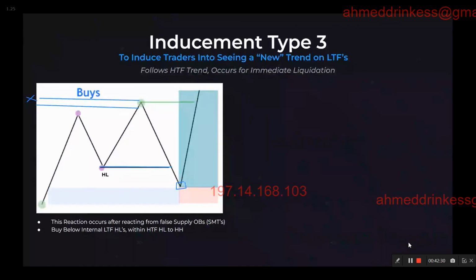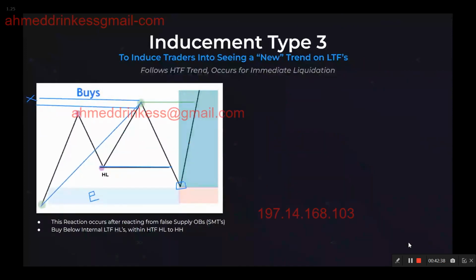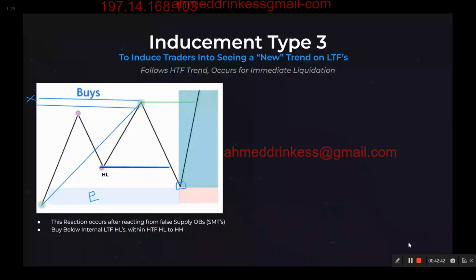Keynote is that when you see this kind of setup, typically it's going to be an extreme order block that is mitigated from our main range. When you see a type 3 inducement, it'll typically come to our extreme order block within our main range.